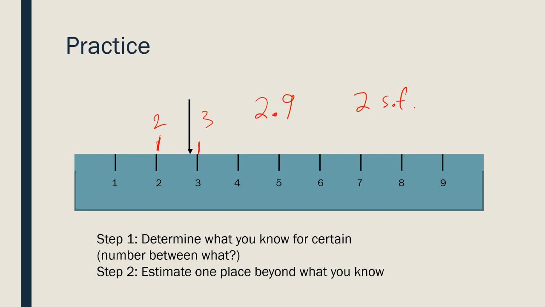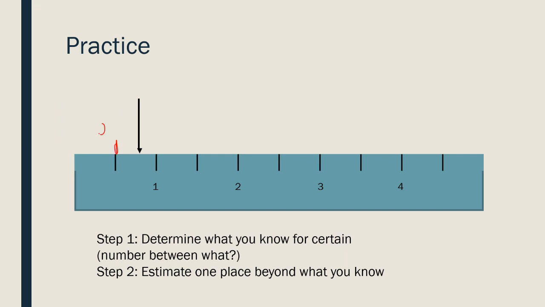And now if we had this ruler and it's there, okay, we know for certain it's between 0.5 and 1. So therefore, we could say 0.6, 0.7, 0.8, 0.9. We couldn't go further than that. Maybe 0.7. Okay, we couldn't say 0.75 because we already guessed the 7. This was already estimated. So this has one significant figure because we only know the 0.7.